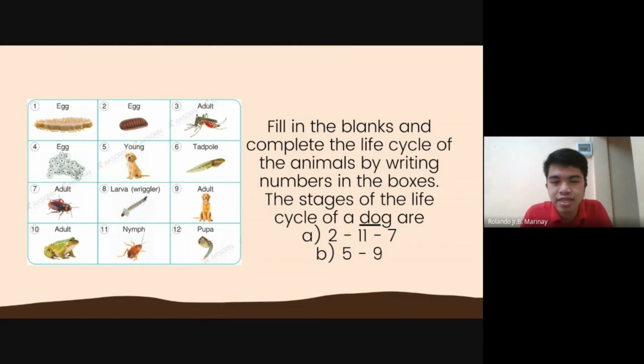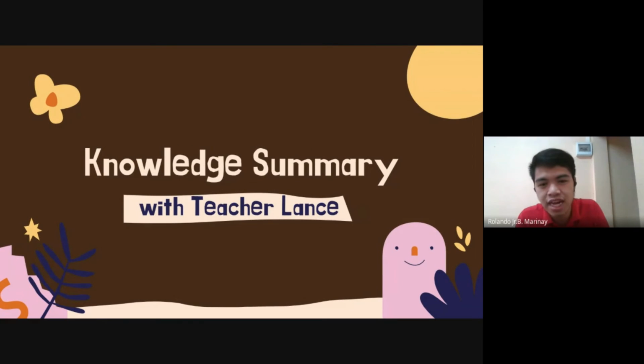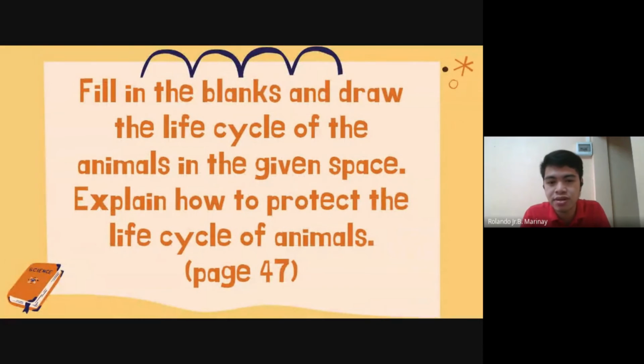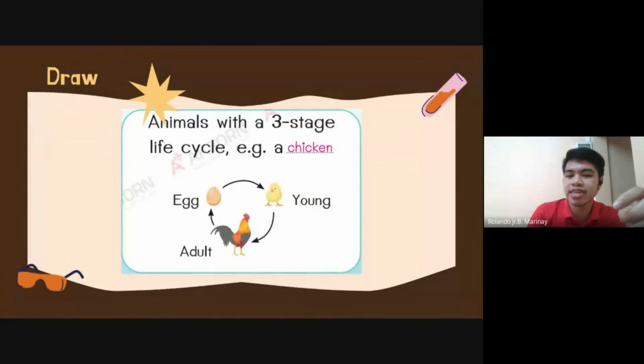Okay, next question. Knowledge summary. I want you to open your book to page 47. Here we're going to fill in the blanks and draw the life cycle of the animals in the given space. Okay, here is the example. I have the example drawings. You can copy it, and also you can have your own drawing. Okay, this is in page 47.